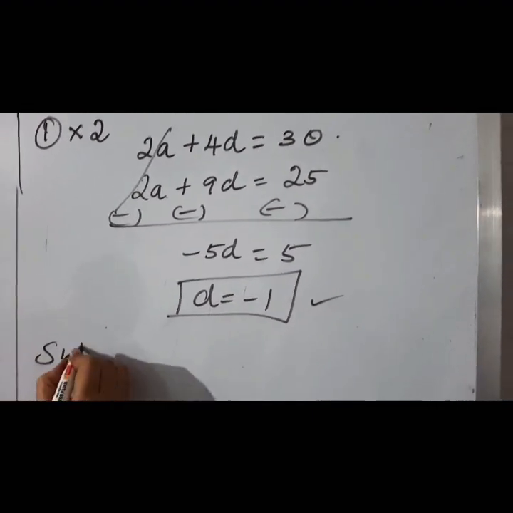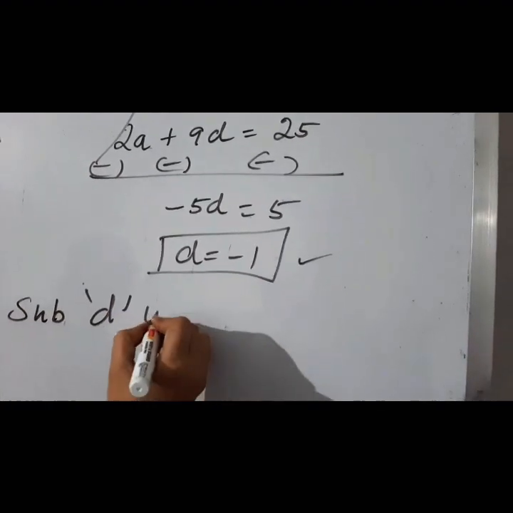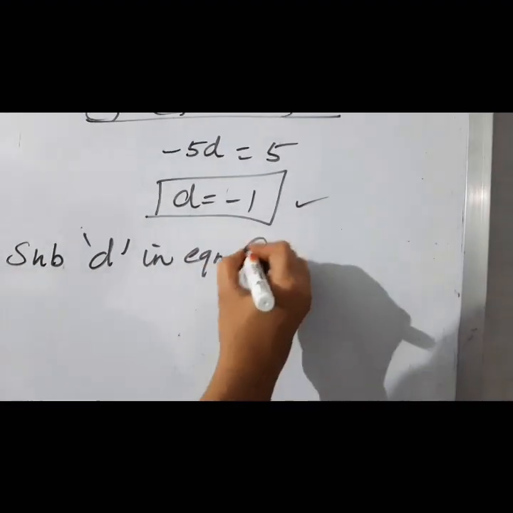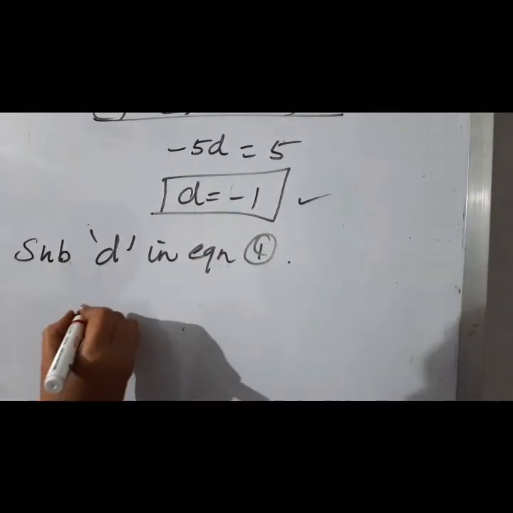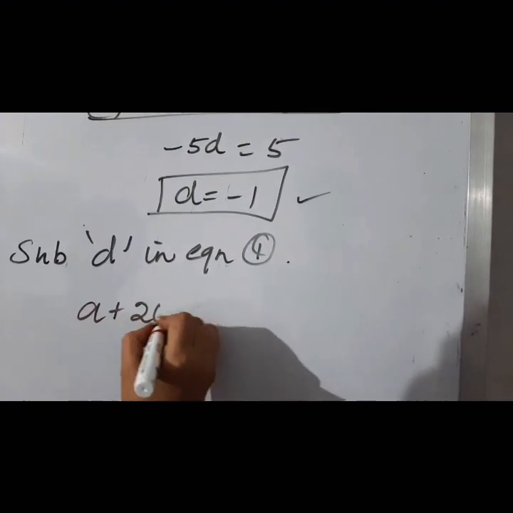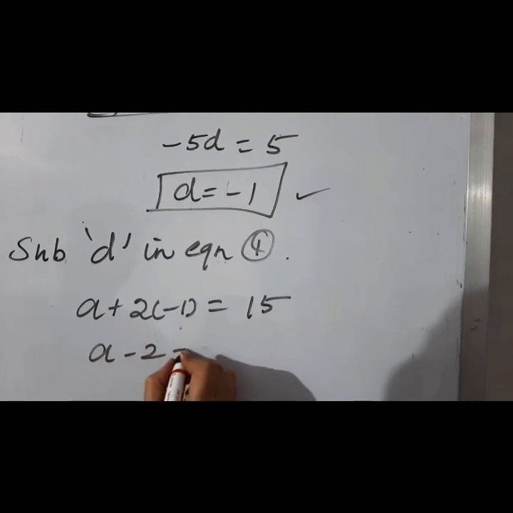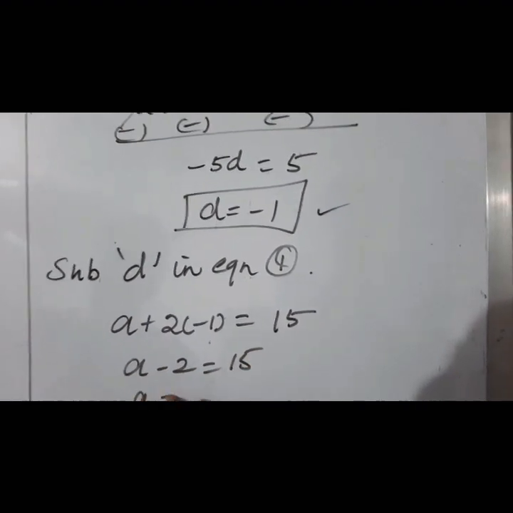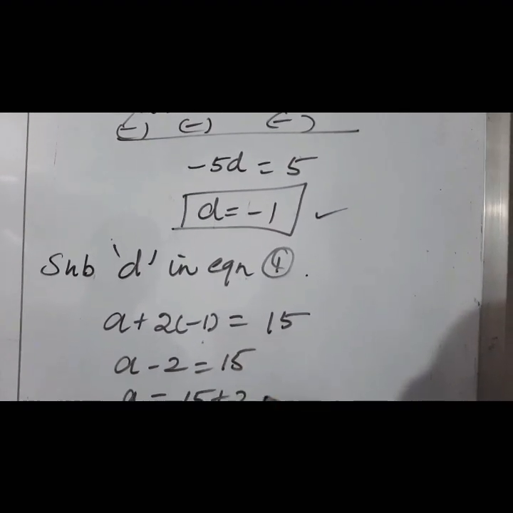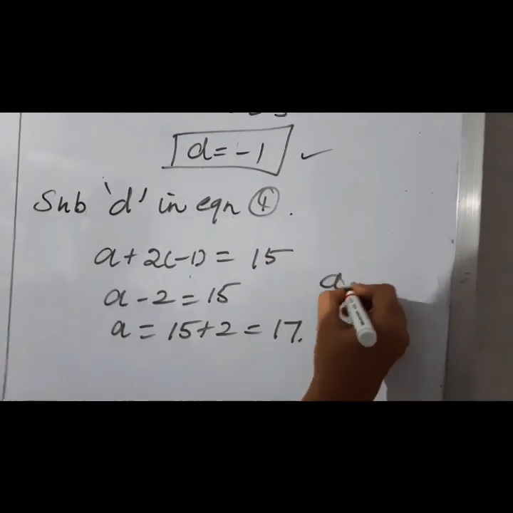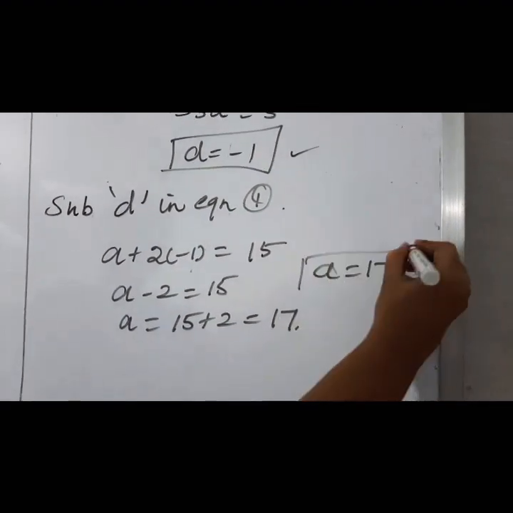Now substitute the value of d in equation 1. You will be getting a. a plus 2 into minus 1 is equal to 15. a minus 2 is equal to 15. a is equal to 15 plus 2, which is equal to 17. So we got a is 17.